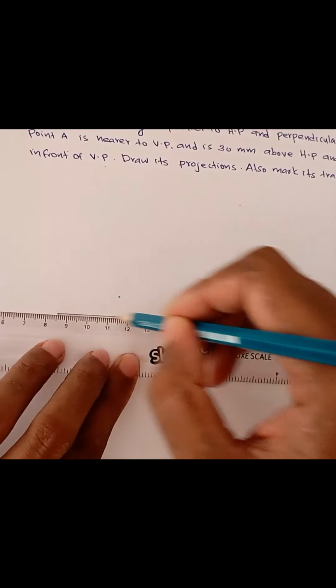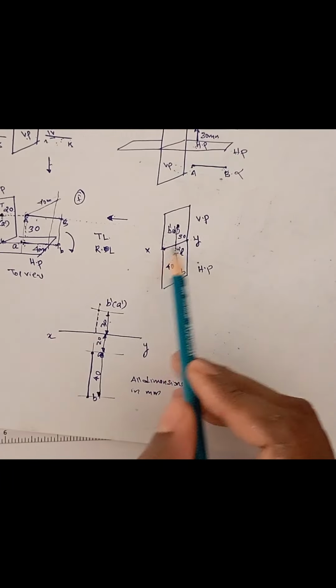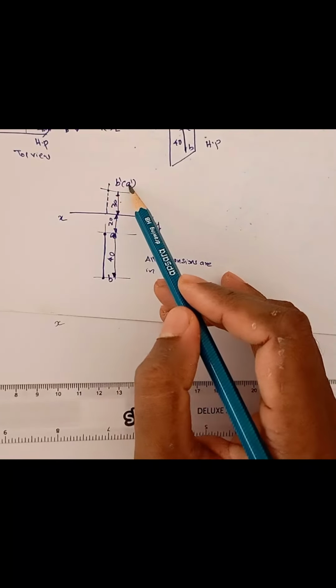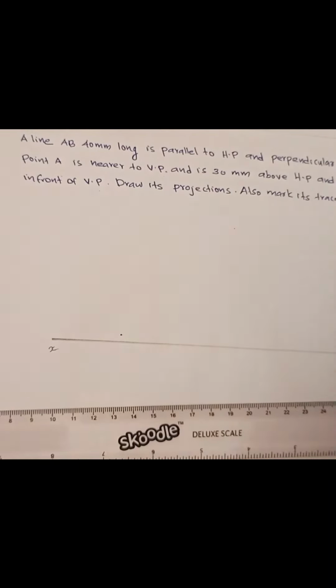This is our XY line. I am drawing the XY line here. Okay, after the XY line, we have to spot this point b dash, a dash, and then the line. What does the problem say? A line AB 40 mm long is parallel to HP and perpendicular to VP. So first you have to mark point A. Point A is nearer to VP and is 30 mm above HP.